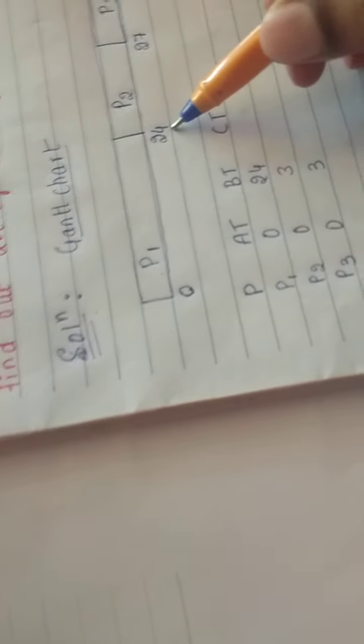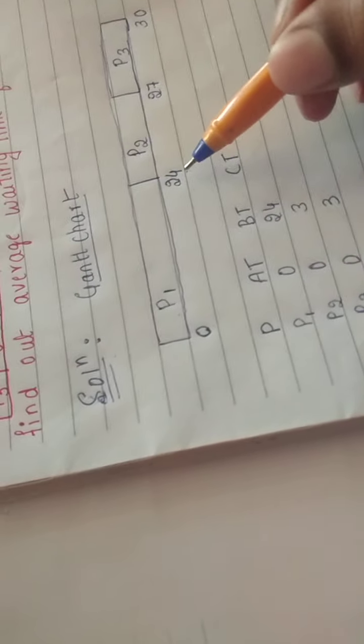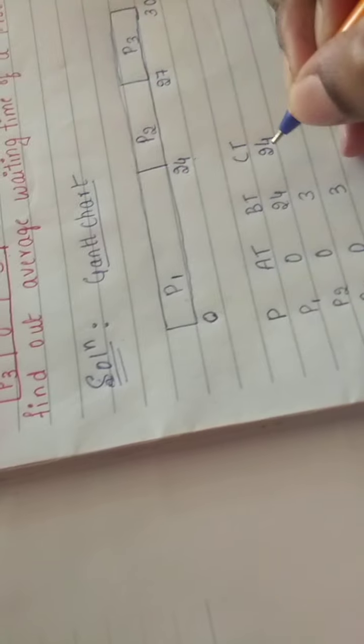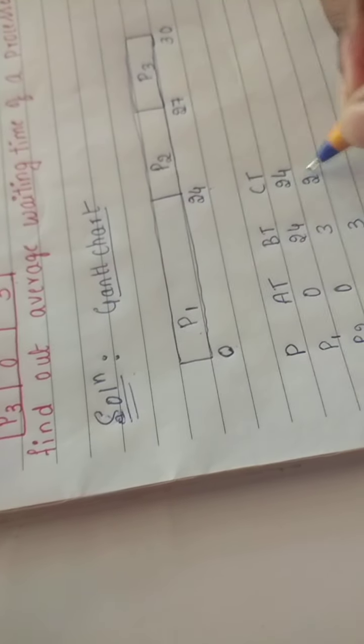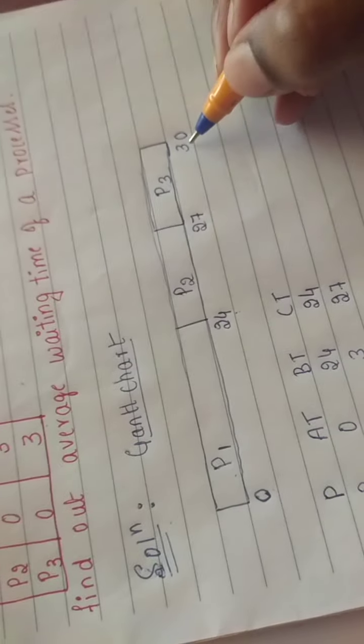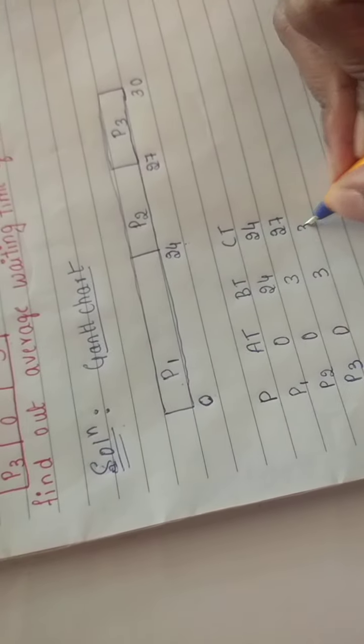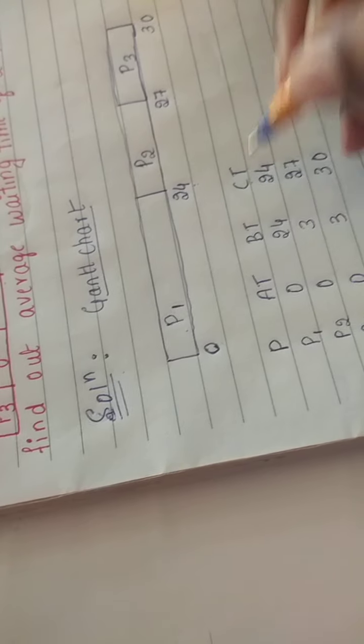Completion time means at what time the process completed its task. See, process P1 entered the CPU execution at 0 millisecond and completed at 24 millisecond. Soon after completing, it exited, meaning it terminated. So process P1 completed at 24 milliseconds. In the same way, process P2 completed at 27 millisecond, and process P3 completed at 30 millisecond. So that is about the completion time. CT is the completion time.